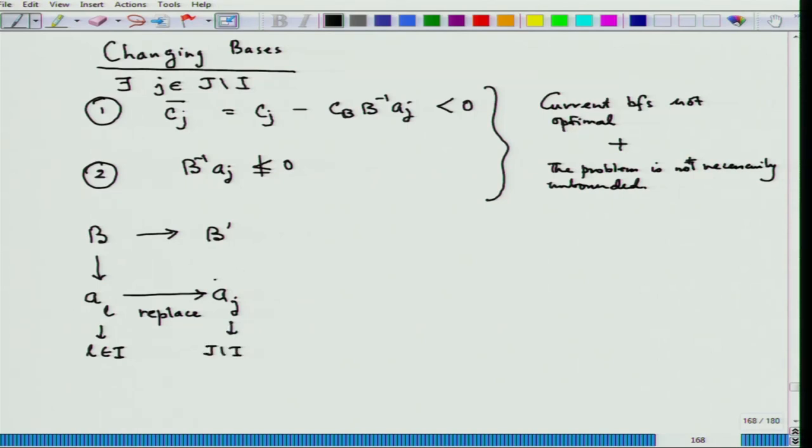Now, once you swap AL with AJ, then the new matrix that is formed is the basis matrix, means you swap AJ with AL and that is exactly what you get. Now, how to know which column has to be thrown out?